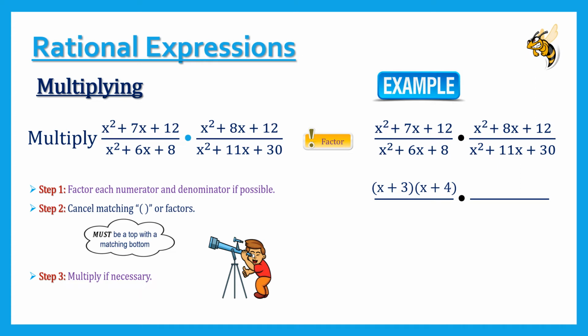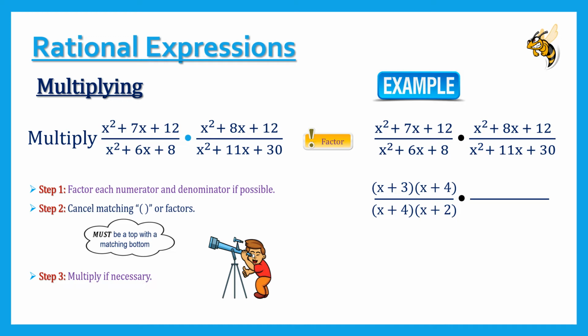In the bottom, I want to know two numbers that multiply to give me 8, but when I add them, I get 6. Those two numbers are 4 and 2. And since it's a positive C and a positive B, both numbers will be positive. So in the bottom, I will have x plus 4 times x plus 2.